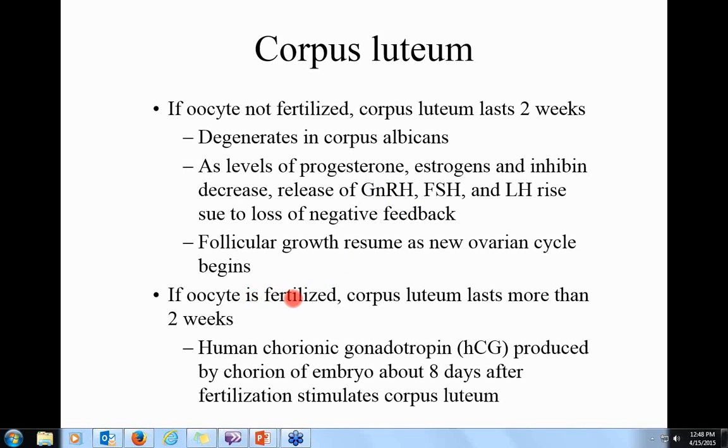If the oocyte is fertilized, the corpus luteum lasts several weeks, and it could last to the end of the first trimester. Human chorionic gonadotropin hormone, this HCG, excuse me, this is what pregnancy tests test for.